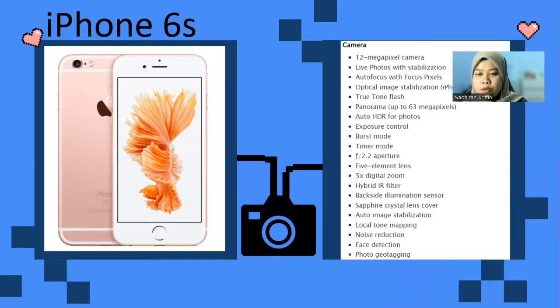It has 2 modes, which are burst and timer, and its aperture is 2.2, 5-element lens, and 5 times digital zoom. It also consists of a hybrid IR filter, backside illumination sensor, and the sapphire crystal lens cover, auto image stabilization, local tone mapping, and has noise reduction, and the face detection, which will autofocus our face, then the photo geotagging.